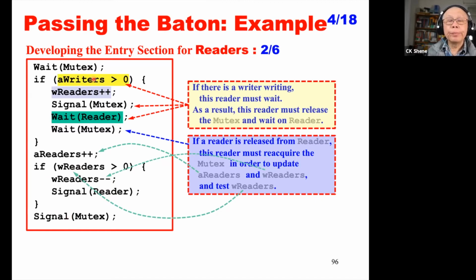I'll get back to here. If there is a writer writing, this reader must wait. So add one to waiting readers, release the lock, and block itself by waiting on the reader semaphore. When this reader is released from the semaphore reader, it has to reacquire the lock in order to access and manipulate the number of waiting readers. So this is more complex than the previous versions, but still manageable. Then let's move on.